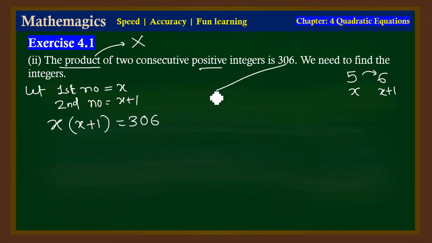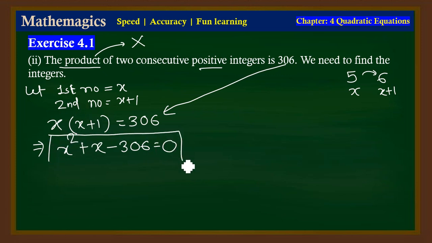According to the question, we have got it. Now we are just going to simplify this one. X into x becomes x square, plus x into 1 becomes x. This number we are going to take it to the LHS, that is 306. And the right hand side, nothing is there, that's why it is 0. The question was asking regarding the quadratic equation formation and we got the answer.